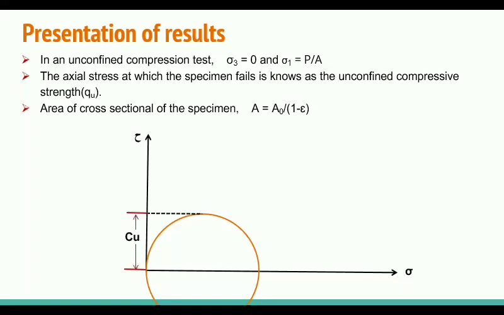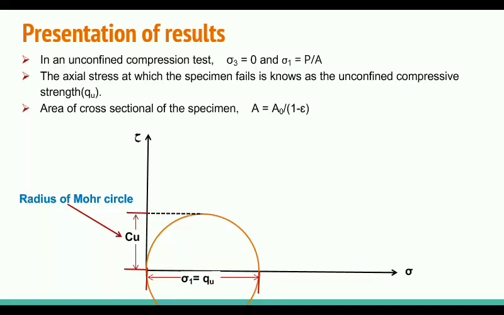In this case, from the figure you can understand that the failure envelope will be horizontal. And we are doing this for saturated, non-fissured clay, so phi will be 0. It means the failure envelope will be horizontal. There is no phi, only a cohesion intercept. From this figure, you can say that the cohesion intercept is the radius of the Mohr circle.